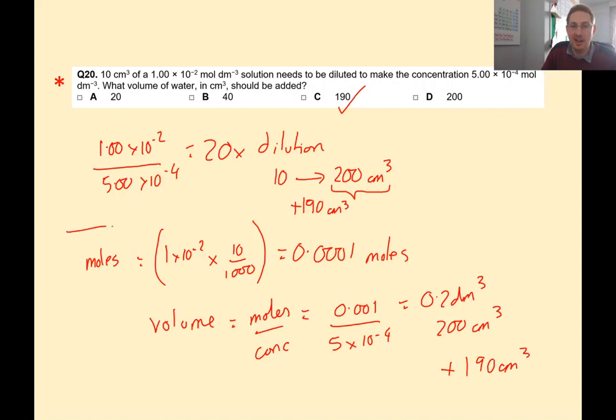I find the dilution method much easier to work out, but you could do it by working out the number of moles and working out what the final volume must be using moles equals concentration times volume. A lot of people getting stuck here on this question.